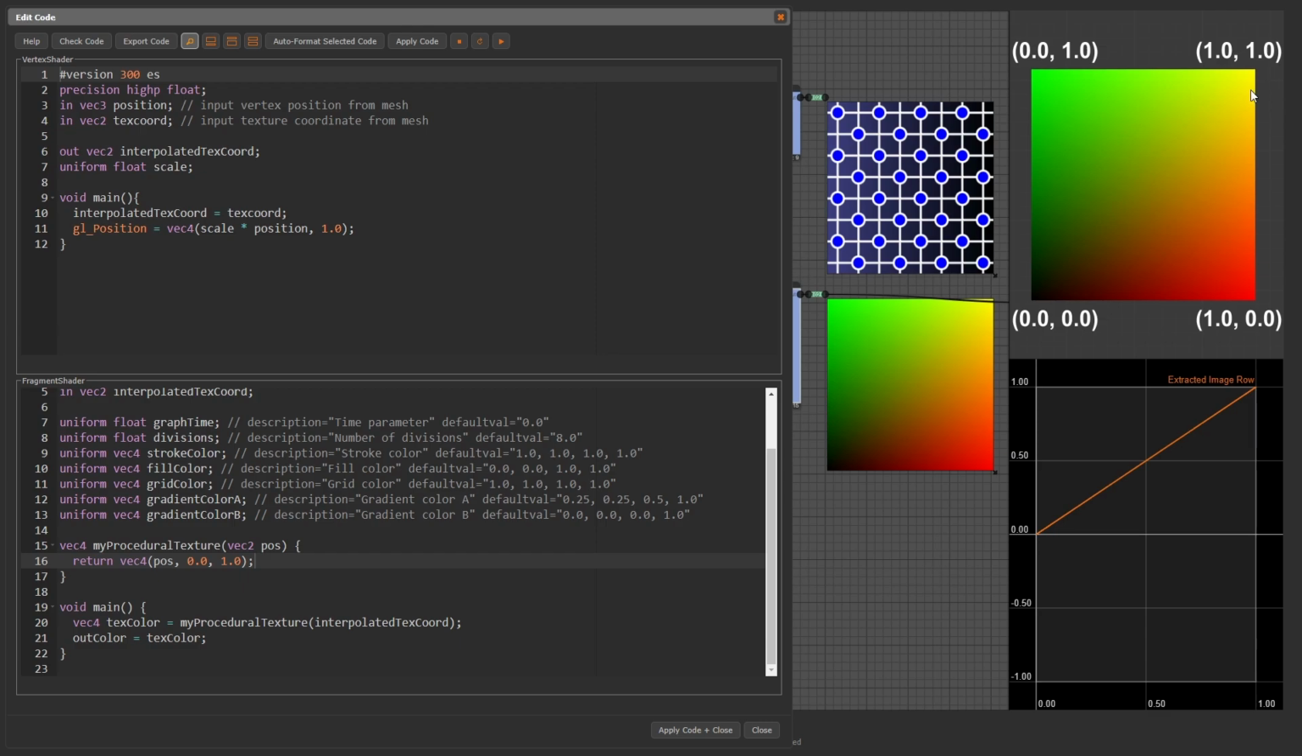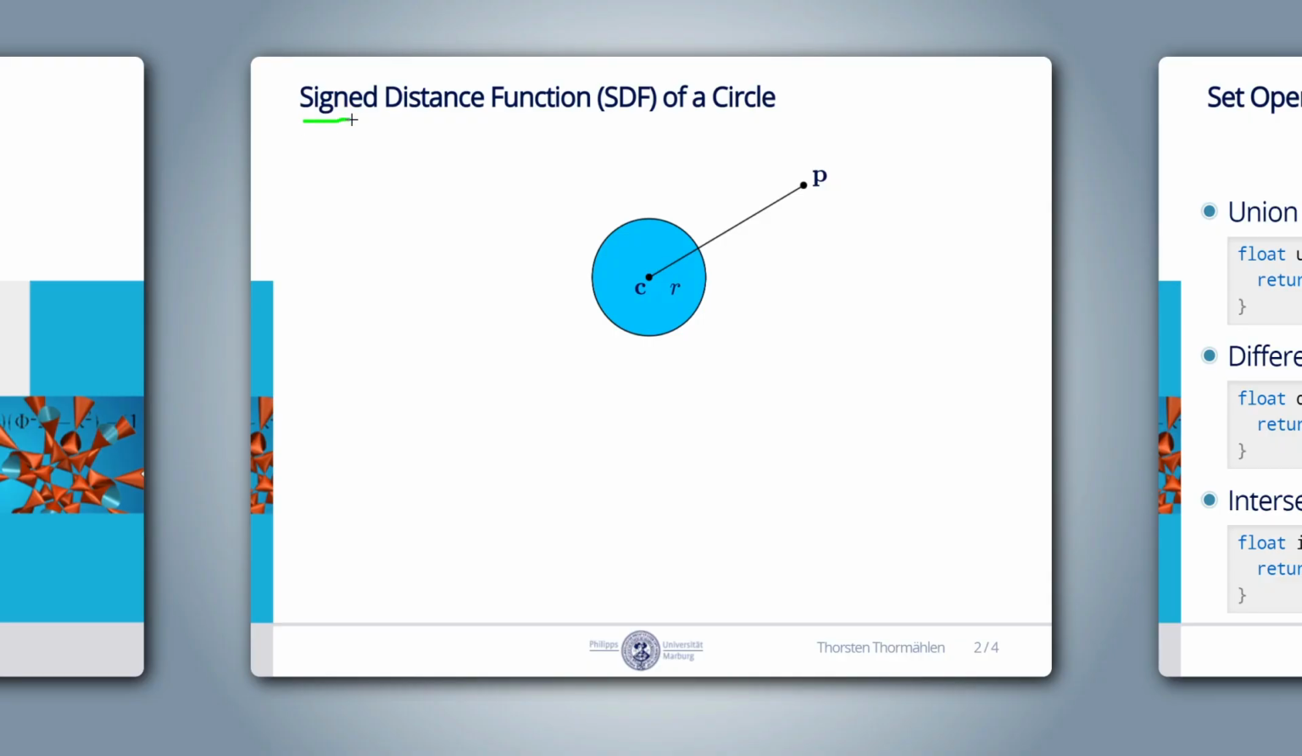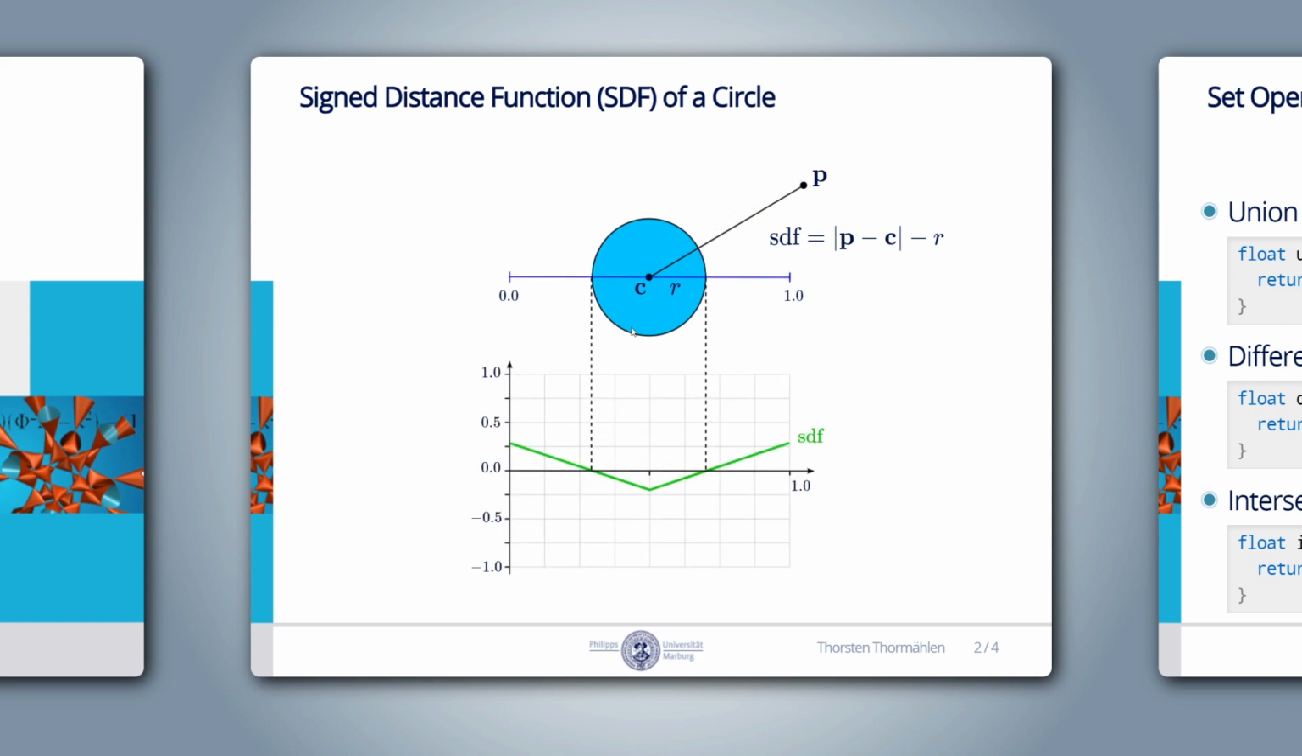This can be achieved by using a signed distance function, or SDF for short. The signed distance function of the circle can be computed as shown on this slide. Given a 2D position P and a circle with center C and radius R, we want to compute the distance from P to the border of the circle. The distance to the border is given by the length of the vector P minus C minus the radius of the circle. Let's plot the signed distance function for all positions along the shown blue line.